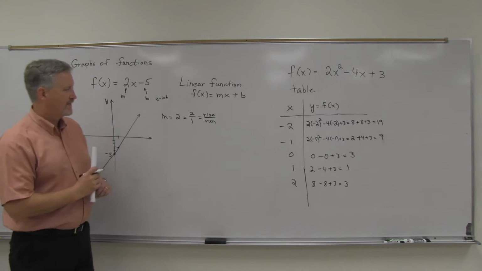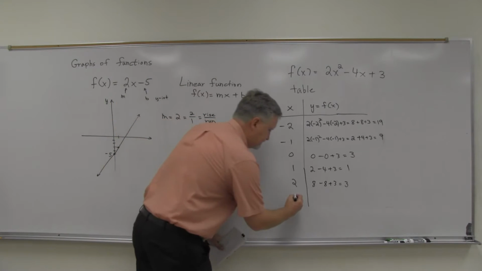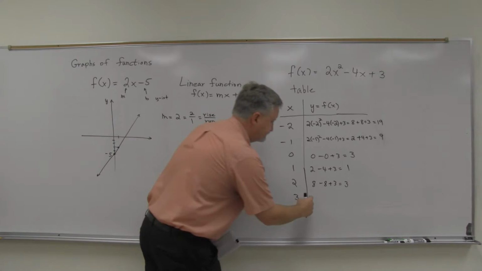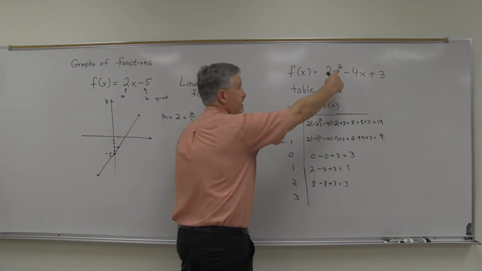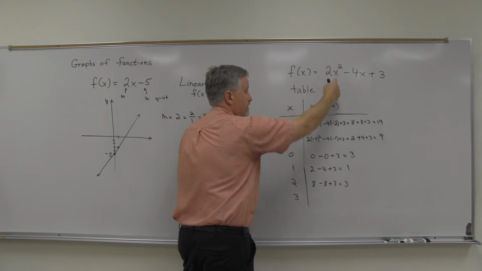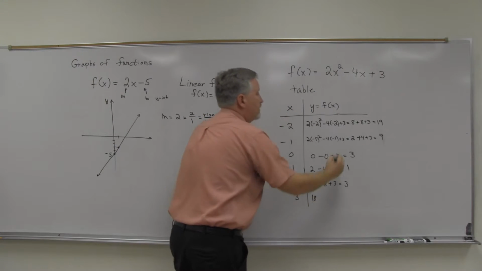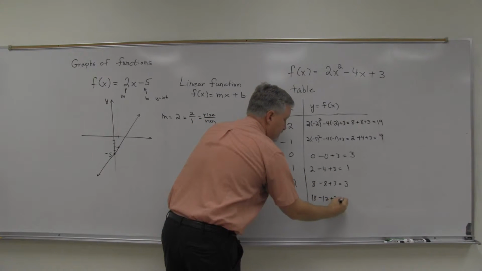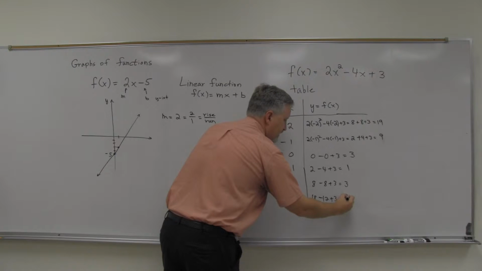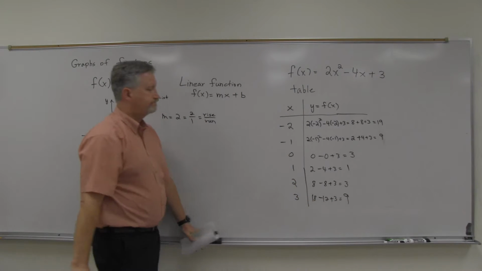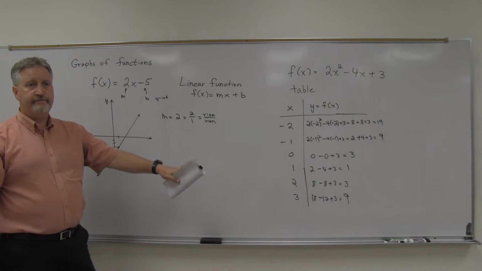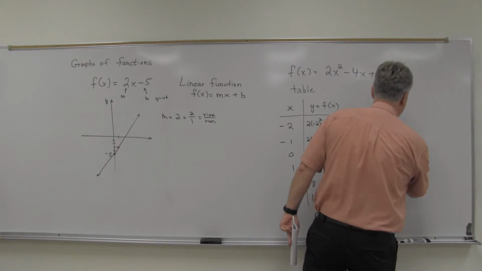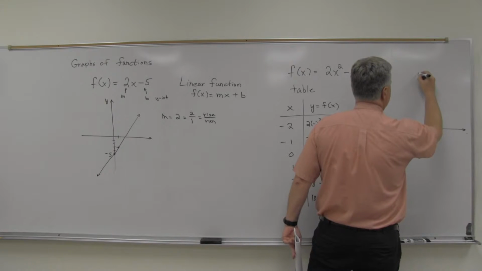Let me do one more. Let me do 3, just to see the progression. If I do 3, that's 3 squared, that's 9. 2 times 9 is 18, minus 12 plus 3. And so we're back to 9 there, I believe. Those look right? Everybody good with that? All right, so let's graph this.